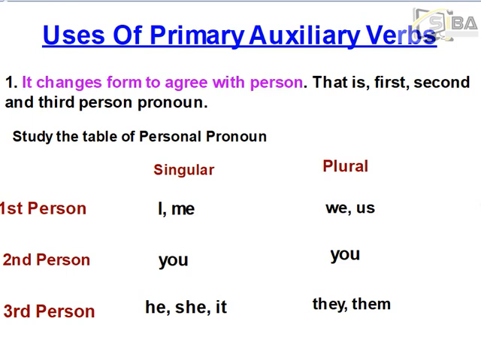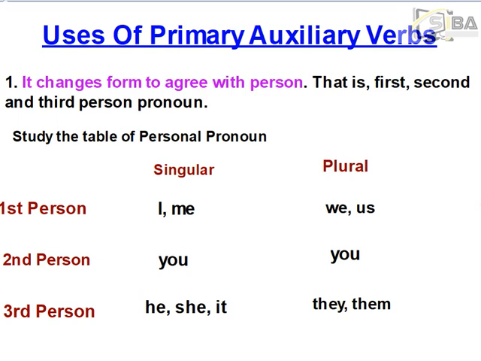The first one: it changes form to agree with person. That is first, second, and third person pronoun. Now let's study the table below. This one is on the personal pronouns. See, the first person, singular, we have I and me. The plural is we and us. That is the first person pronoun.